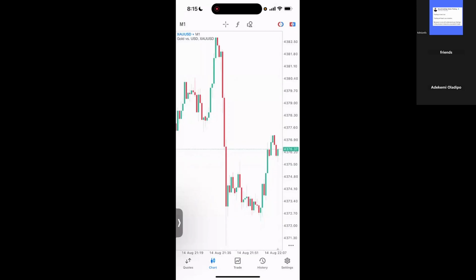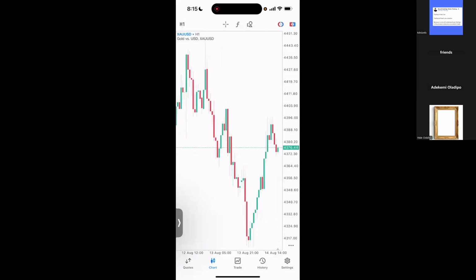So see that M1 at the top? Click on it and change it to H1. M1 means 1 minute. I don't like the 1 minute time frame. I do use it personally, but you can't use it because you're just starting. So this is 1 hour.